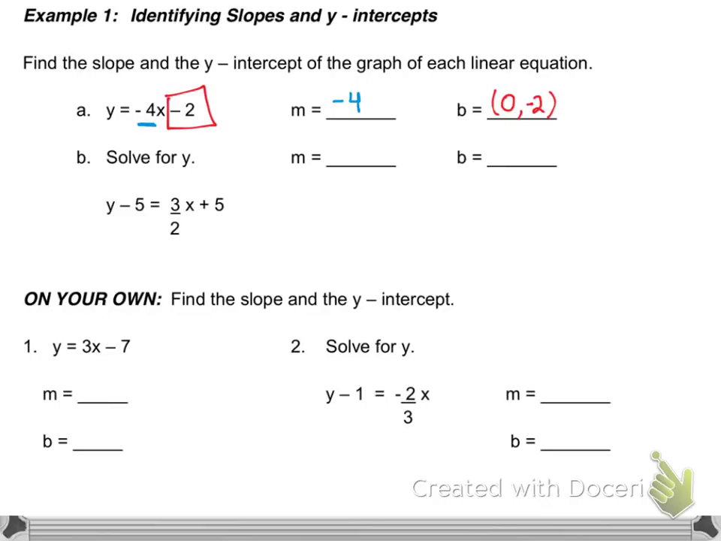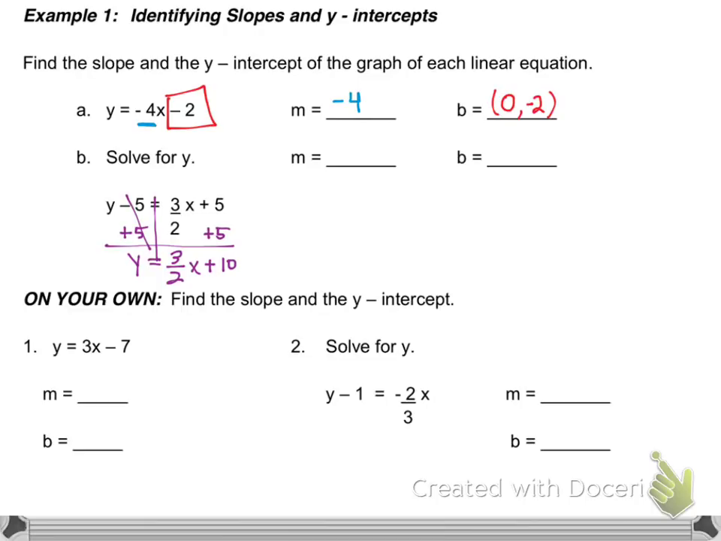Okay, now for part B, it's just not ready yet because you have to get y by itself. Okay, slope-intercept form is y by itself. So how do I get rid of this -5? We have to add 5 on both sides. Okay, and then that cancels, and we have y, which is by itself now, equals 3 over 2x, and then 5 plus 5 is 10. So now I have y by itself, so this is in slope-intercept form.